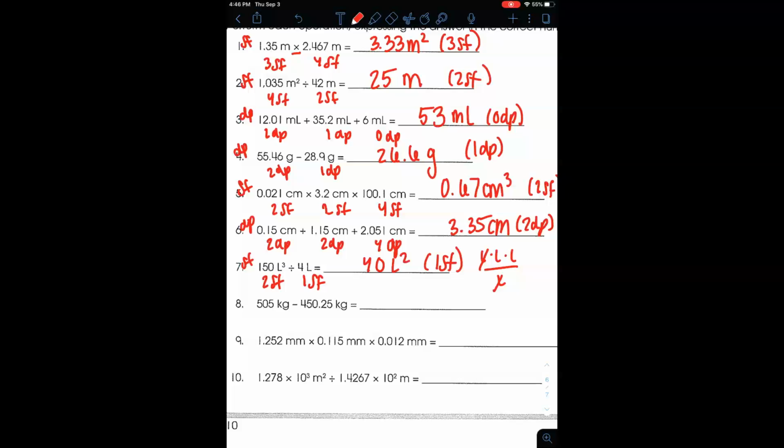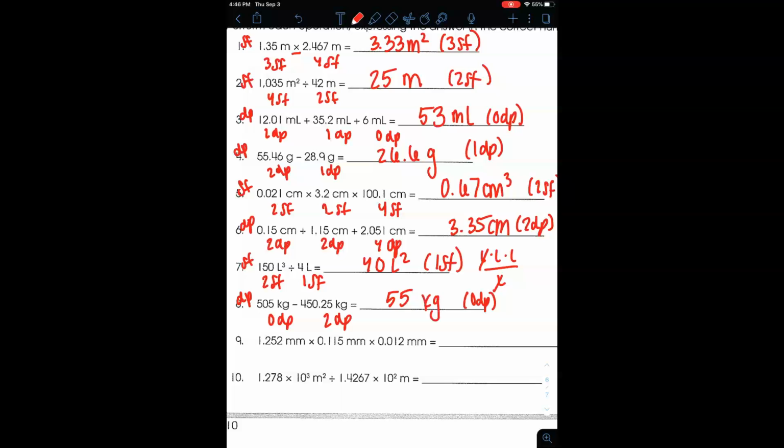All right. Now the next one here is a subtraction problem. So again, based on decimal places. 0 decimal place, 2 decimal place. Final answer needs to be in 0 decimal places. All right. So I've got 54.7 or 55. 55. My unit is kilograms.